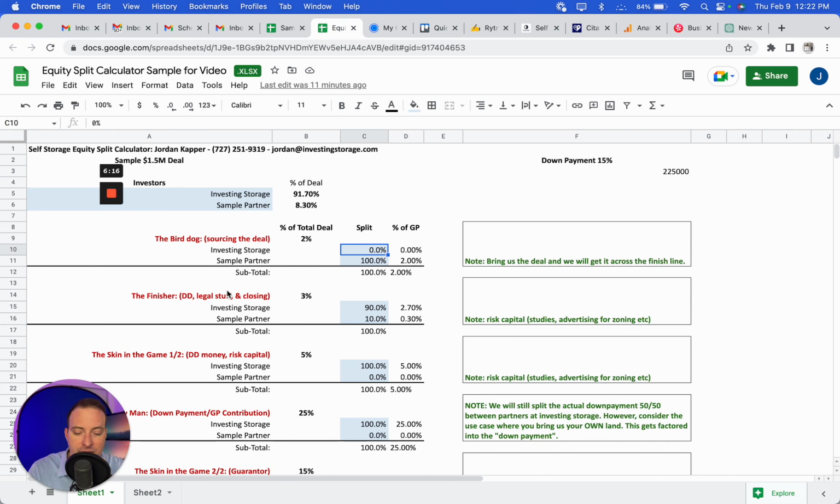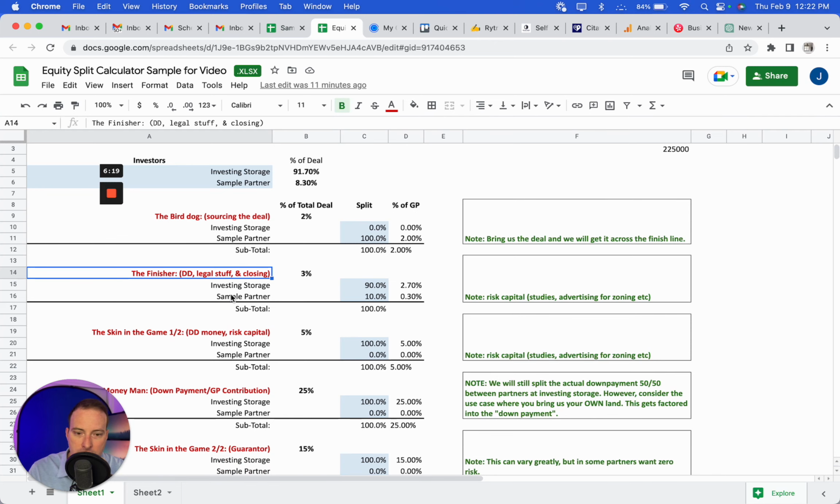Easy. Next, the finisher, the legal stuff, the closing, the relations with the bank, the relationships with the actual developers or the city that has to go into closing this thing. There's a lot that goes into this, and that also gets down to the next one, which is going to be the DD money and the risk capital. But taking a deal across the finish line, we put 3% here, and of course our partner's involved in this, absolutely. But there is a lot that goes into it, and look, every single one of these you can negotiate these percentages. Where are they coming from?